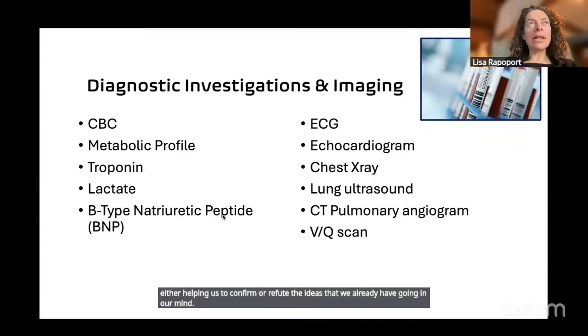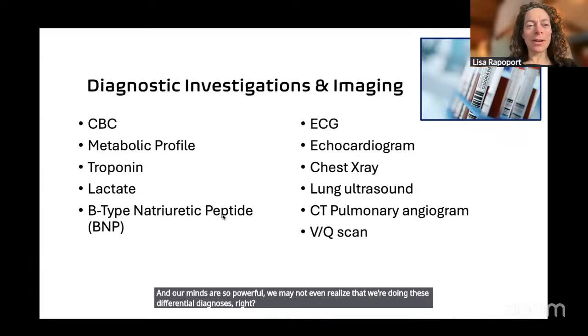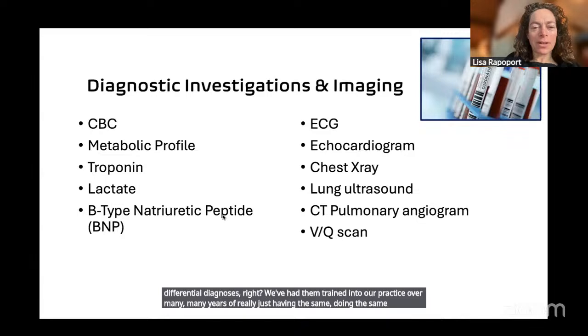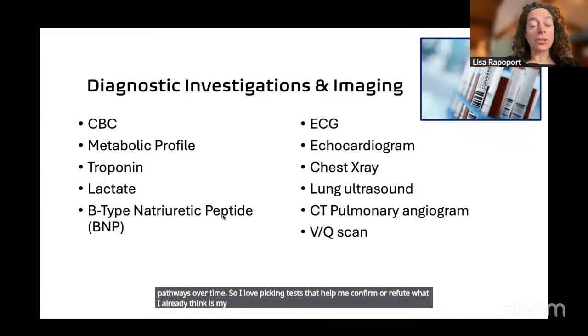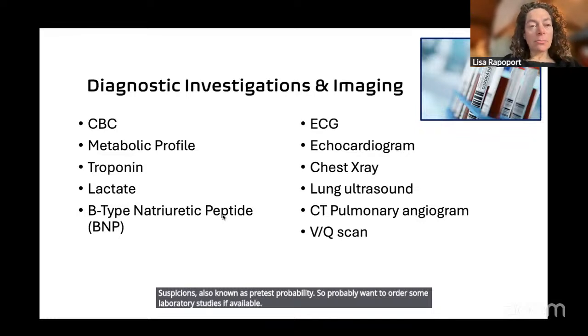And our minds are so powerful, we may not even realize that we're doing these differential diagnoses, right? We've had them trained into our practice over many, many years of doing the same algorithms and pathways over time. So I love picking tests that help me confirm or refute what I already suspect, also known as pretest probability. So probably want to order some laboratory studies if available, such as a complete blood count.